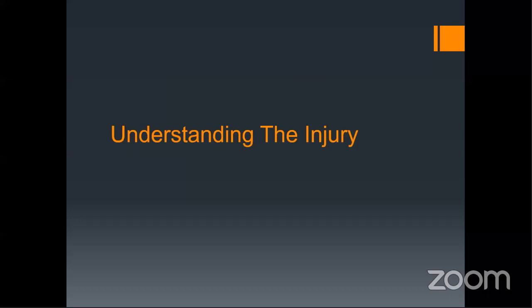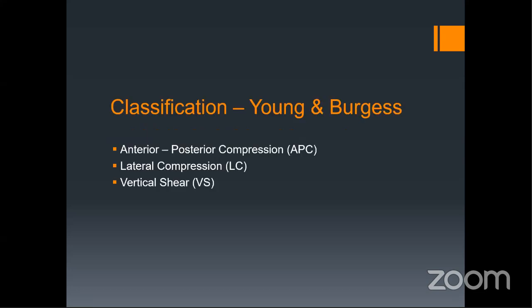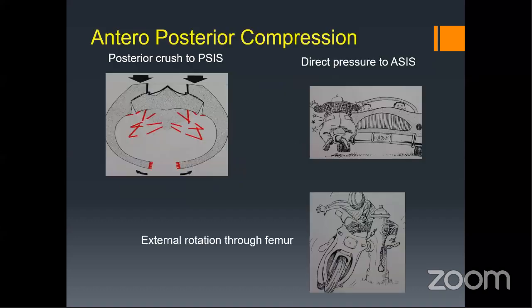So the most important thing is really understanding the injury and what structures might be causing issues. There are various ways of classifying it. The first and most commonly used now is probably the Young and Burgess system, which classifies the injury according to how it has happened. So is this an anterior posterior compression force? Is it a lateral compression force? Or is it a vertical shear type injury?